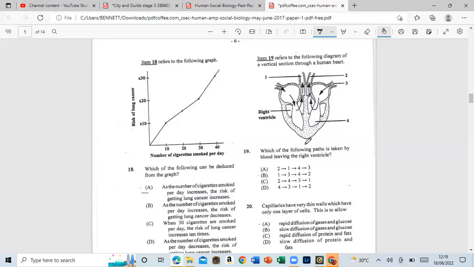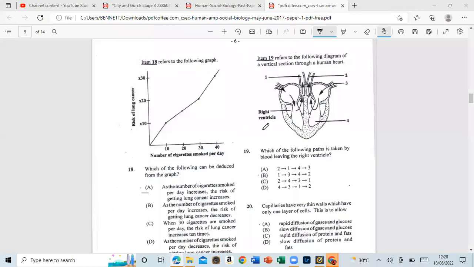Item 19 refers to the following diagram of a vertical section through a human heart. Which of the following is the path taken by the blood leaving the right ventricle? Oh Lord. Right ventricle. All right, so I'm big up Google for that one. So number 19 is B: 1, 3, 4, and 2.